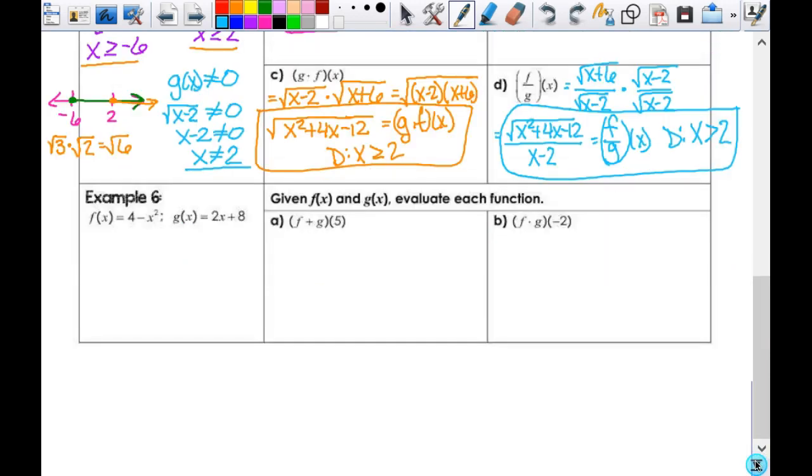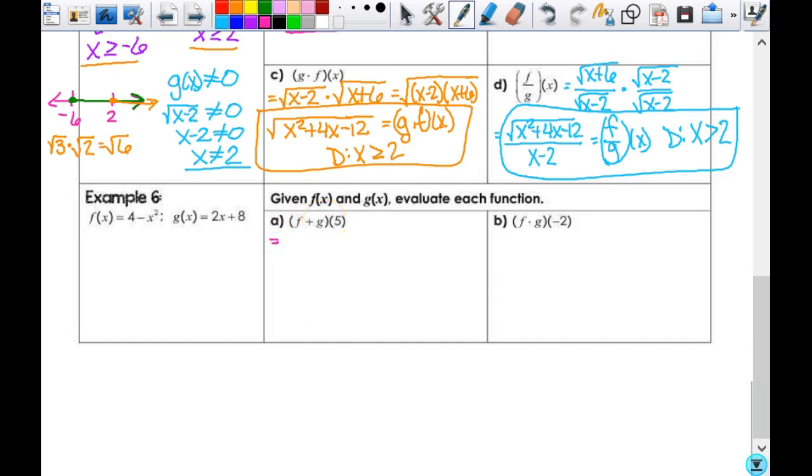Okay. Any questions at this point? We good? All right, you can do this. Now, let's look at what's happening here. Here, I'm just evaluating them. I don't care about the domain. I just have to evaluate it. I can find this algebraically first, but I don't have to. This is f plus g of 5. So I just have to evaluate 5 in both of them.